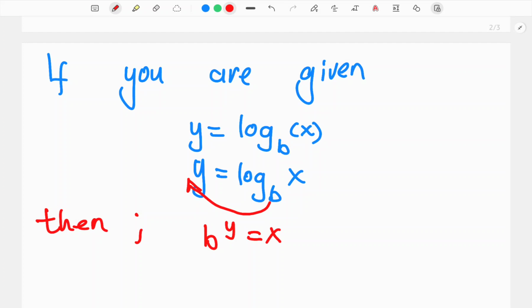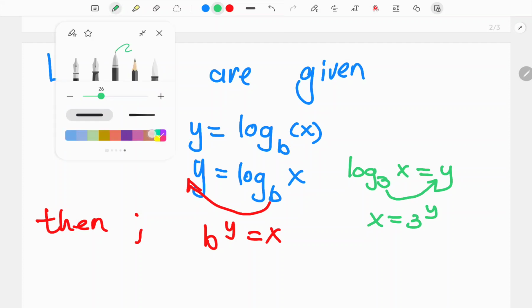So let's take an example. Let's assume that you have log base 3 of x is equal to y, and I say convert into exponential. Then you have x equals 3 to the power of y. So you just move the base and make it the base on the other side.